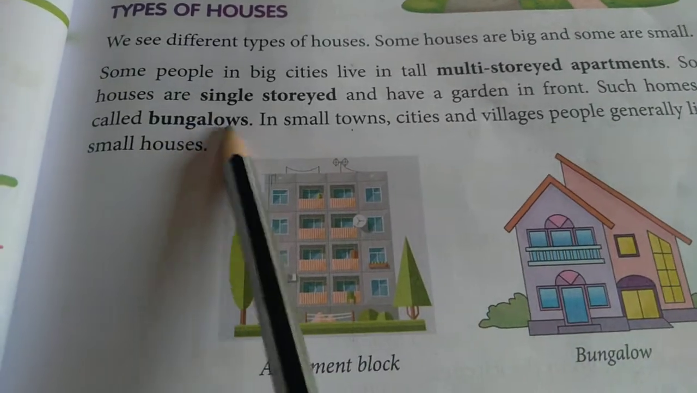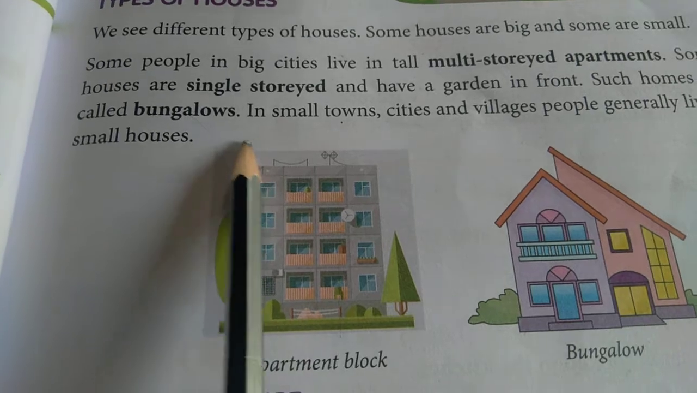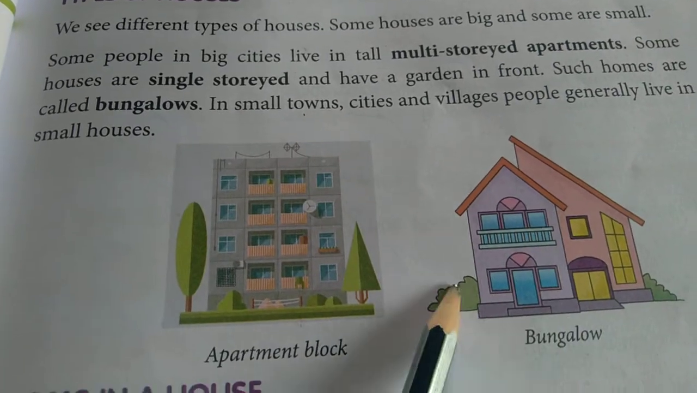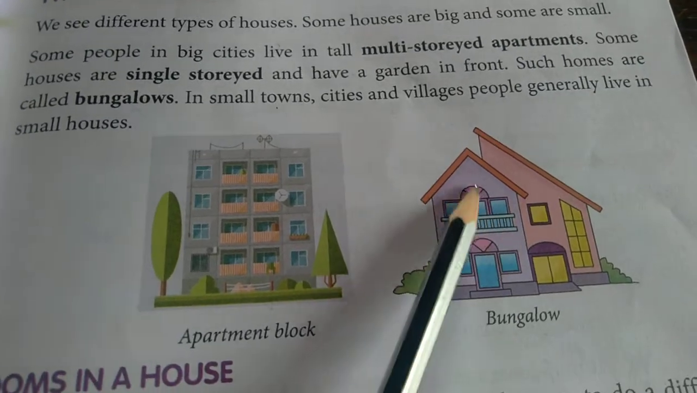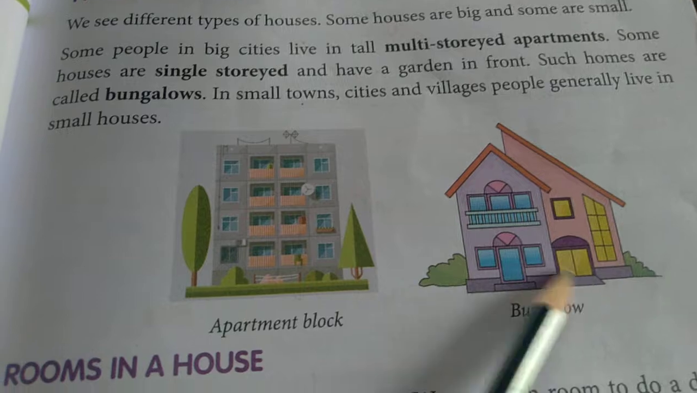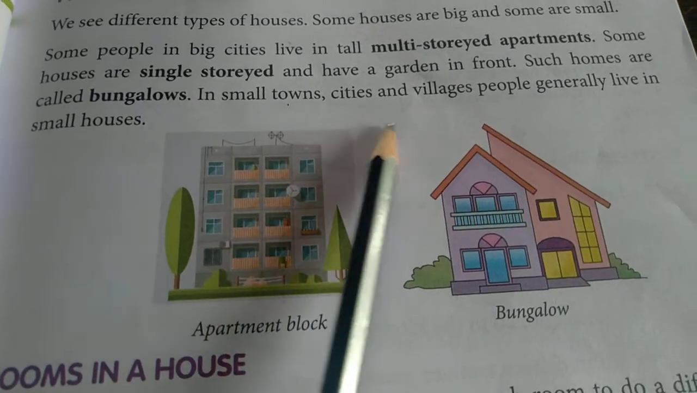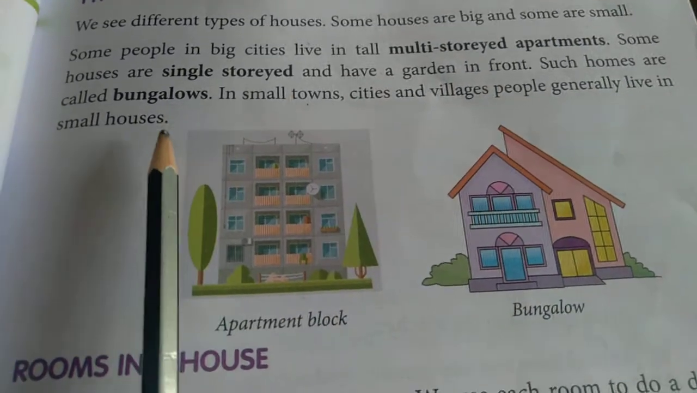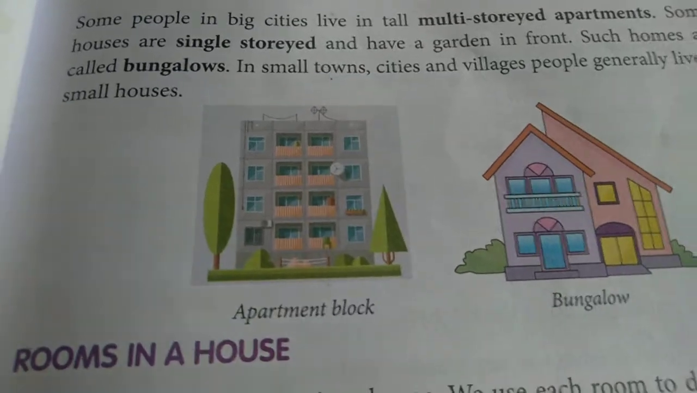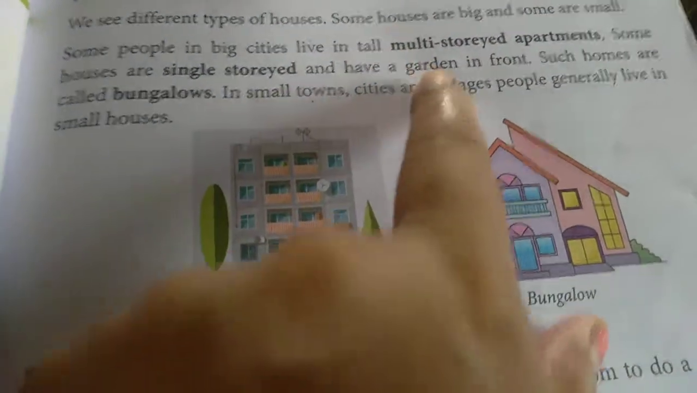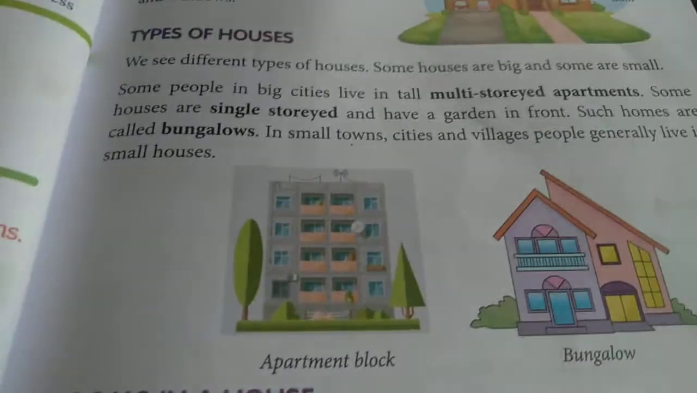Some houses are single story, meaning only one floor. Some houses are only single story and have a garden in front. Such homes are called bungalows. This type of home is called a bungalow, and this is an apartment block, right? In small towns, small cities and villages, where do people live? They don't live in multi-story buildings like multi-story apartments. They live in small houses, right?